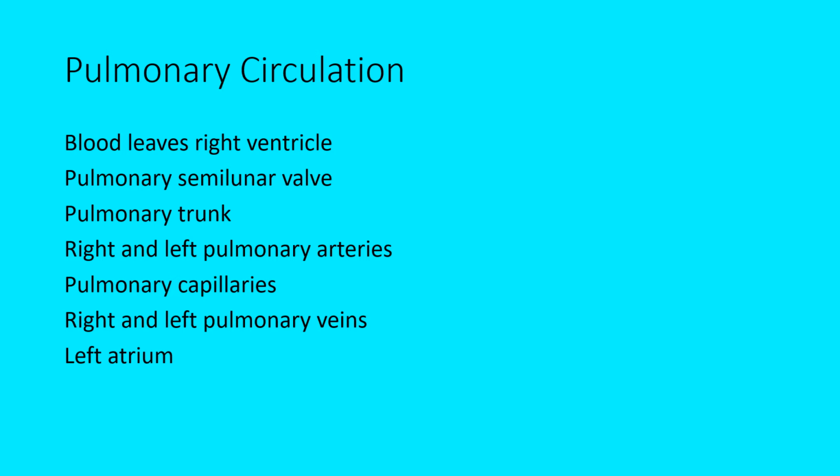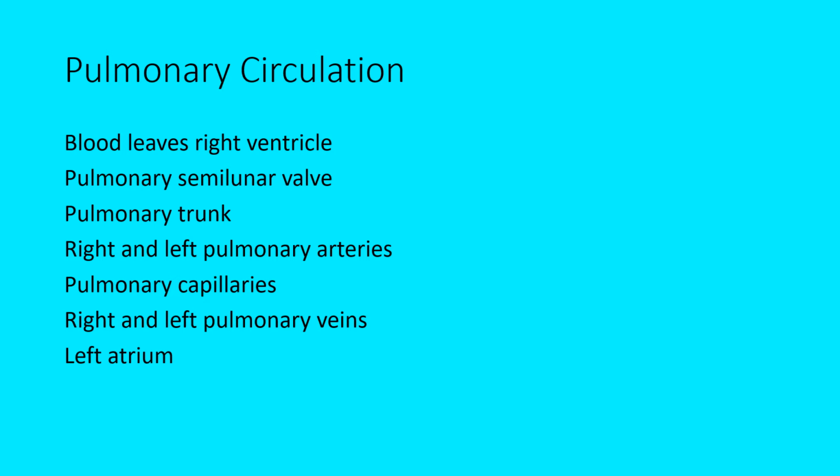So if we look at the pulmonary circulation pattern, what happens here is the blood is going to leave the right ventricle. It will flow through a valve known as the pulmonary semilunar valve. It then moves through the pulmonary trunk, which then shortly after separates. You have the right pulmonary artery and the left pulmonary artery. The right pulmonary artery will move to the right lung. The left pulmonary artery goes to the left lung.